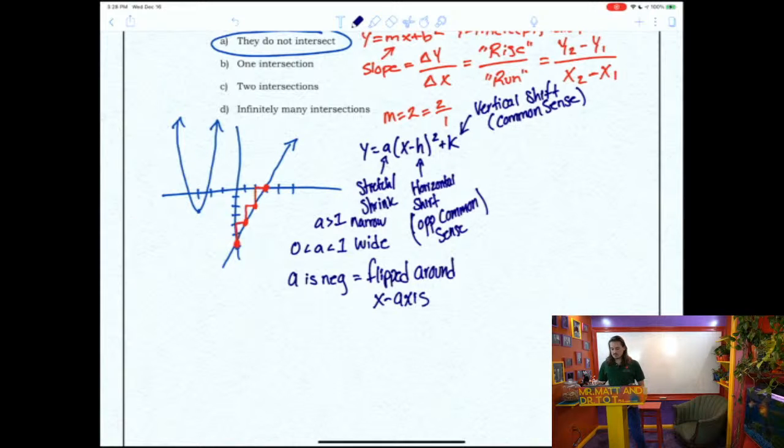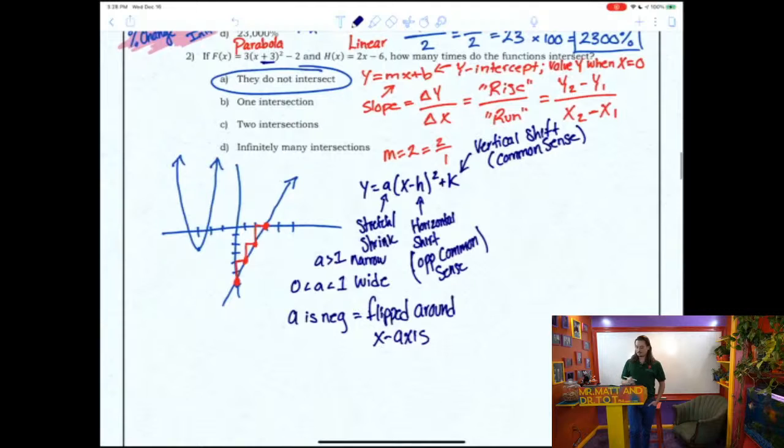So applying these characteristics to this given equation, we have an A value of 3, a horizontal shift left 3, and a vertical shift down 2. In sketching this, start with the H and the K values. That's going to give you the coordinates of your vertex. H is opposite common sense, so it's -3, and K goes with common sense, so it's -2. So our vertex here is (-3, -2), so I started with that point.